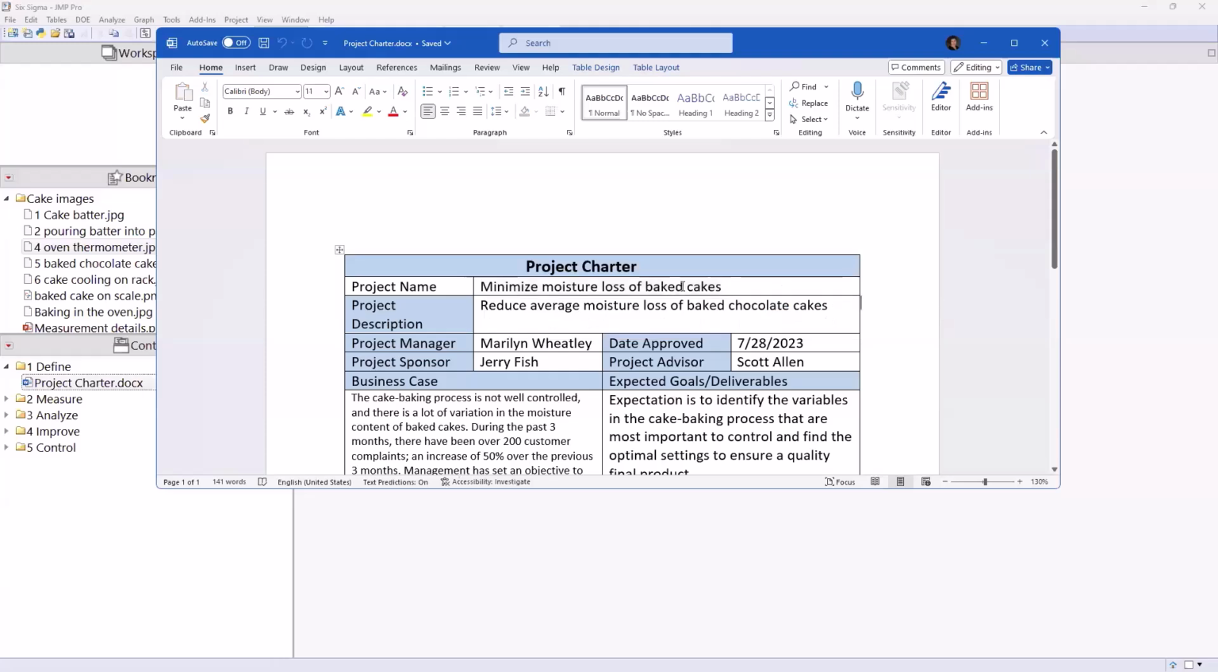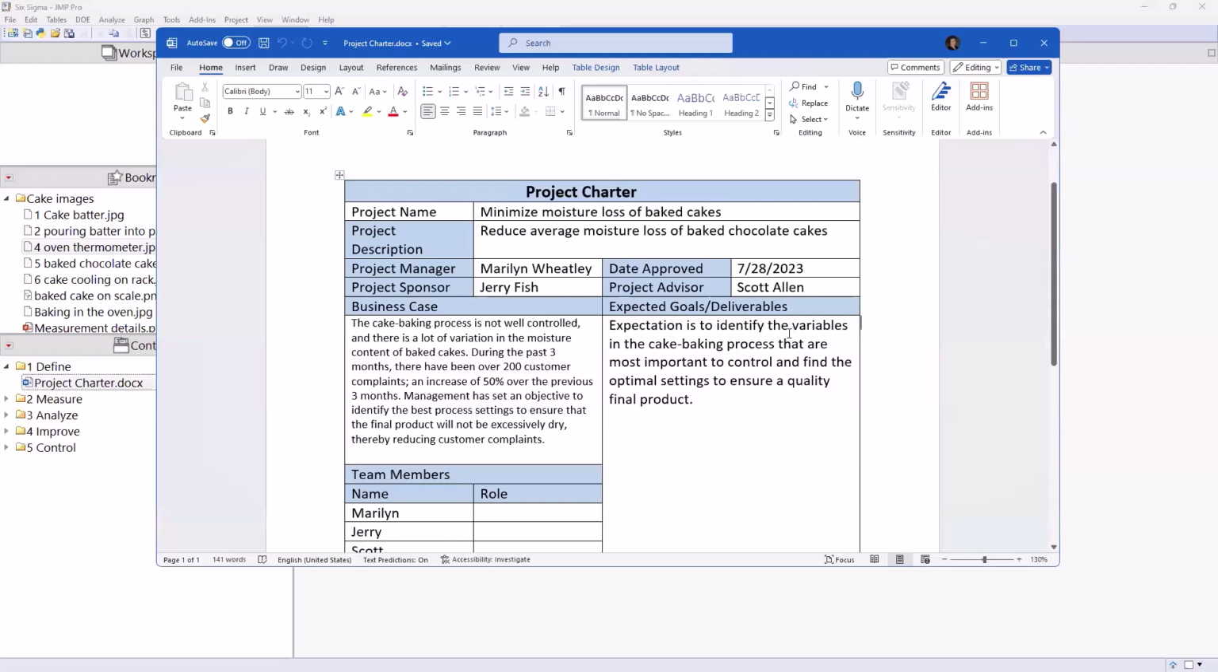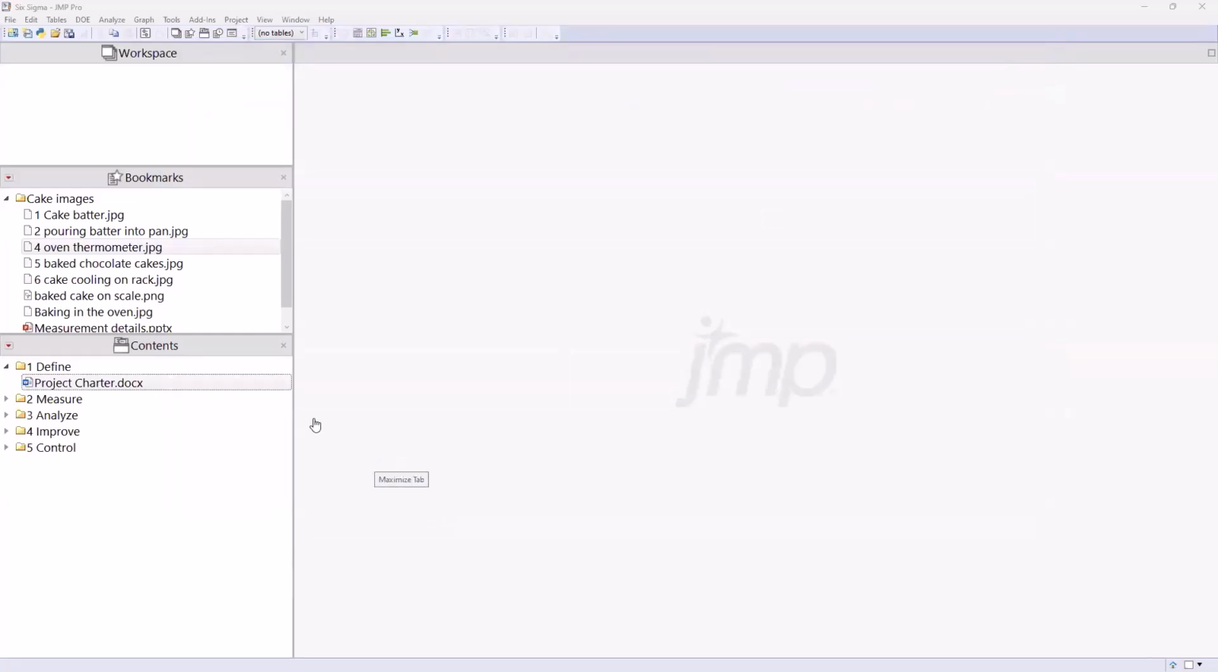And I mentioned baked because obviously I could reduce the moisture loss to 0 by just eating the batter, but I'm interested in a baked cake that is moist. And so that's the purpose. And here's my project charter. I'd worked on this last year with both Jerry Fish and Scott Allen, so they're both mentioned in here. So that's the purpose and background of this project, but let's jump into it.